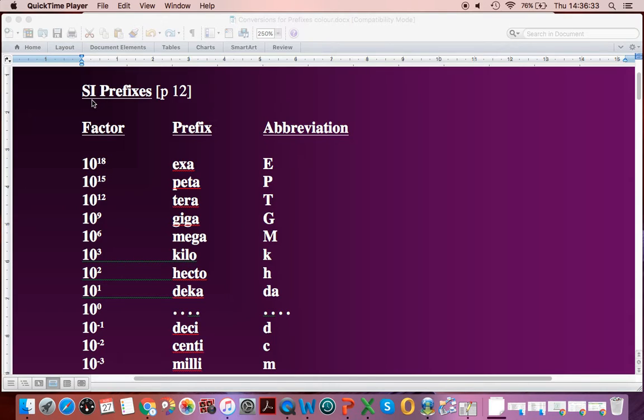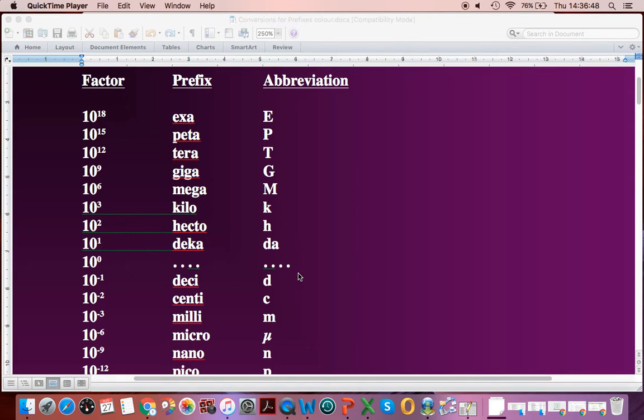It says SI prefixes. SI stands for Système International. So this is in the world of science. I think it's based in France, in Paris. That's why it's French. And these are agreed upon metric prefixes. And we like them because their power is a 10, which makes conversions quite easy.